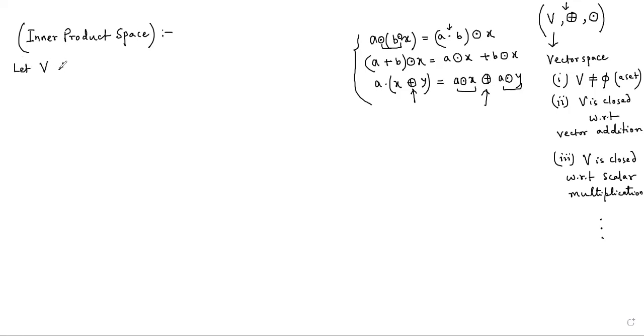Let capital V be a vector space over the field F. First of all, it is a vector space over the field F, and since it is a vector space, it satisfies all the 8 properties automatically. So the definition of inner product space starts with the first assumption that the set must be a vector space over some field F. Remember this.